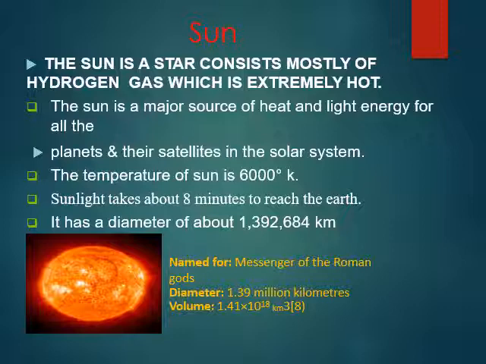And the sun has a diameter of about 13,92,684 kilometers. It is named after the messenger of the Roman god. The diameter is approximately 1.39 million kilometers and the volume of the sun is 1.41 into 10 raised to 18 kilometers cube.